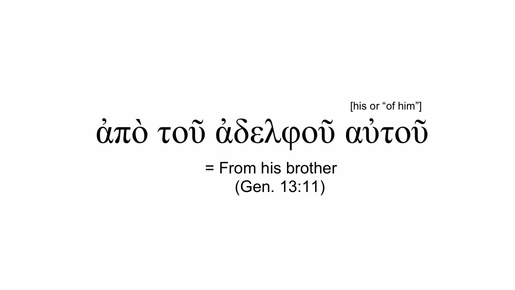But the literal translation, if you're to follow the details, will be from of the brother of him. But that was not going to make sense in English. So you say from his brother. Instead of saying of the brother of him, you say from his brother.